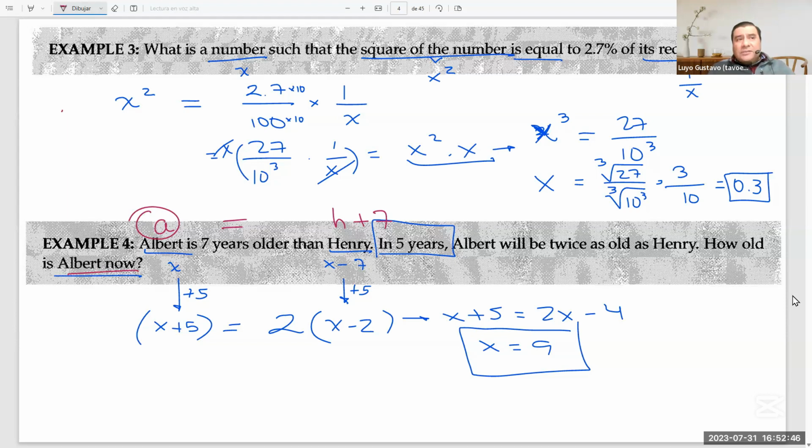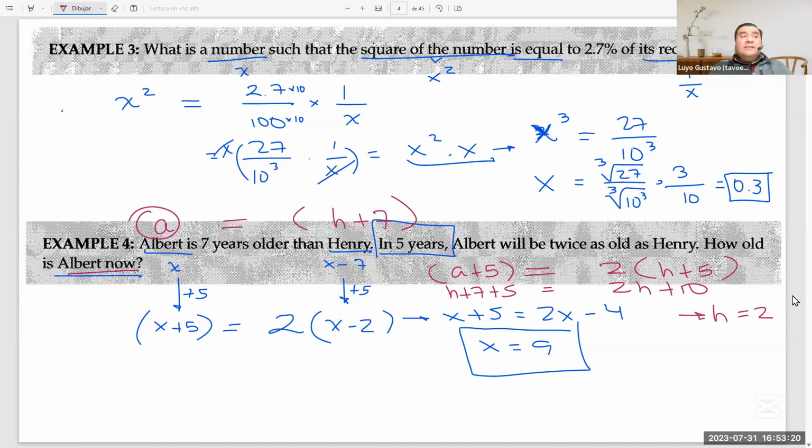Now in 5 years, this Albert will be A plus 5. And Henry will be H plus 5. And what will be the connection between the two ages? This A will be twice this H. So you can use, for example, substitution. Since A equals H plus 7, you can say H plus 7 plus 5 equals 2H plus 10. So from this, you can see that H equals 2 if you solve for H.